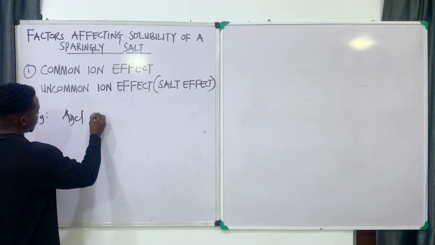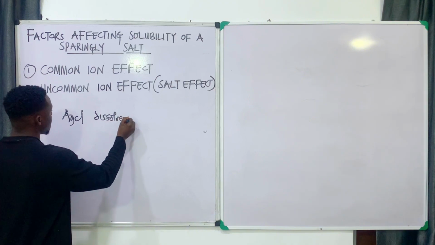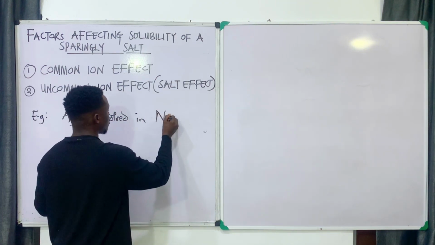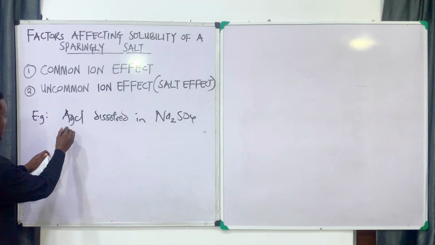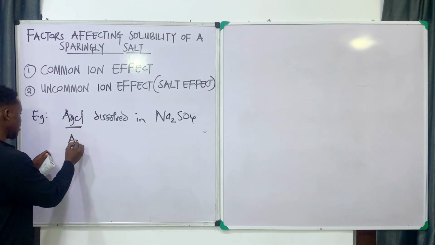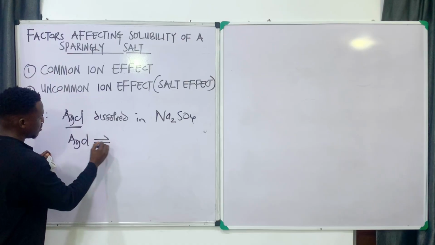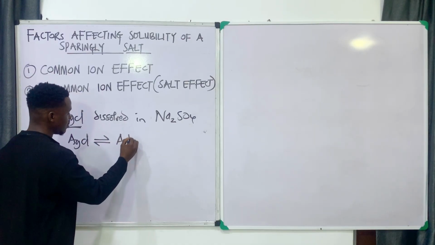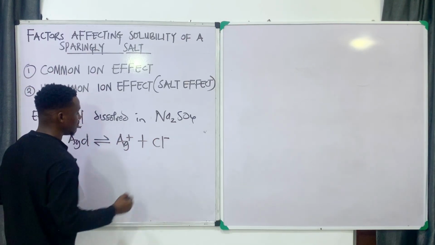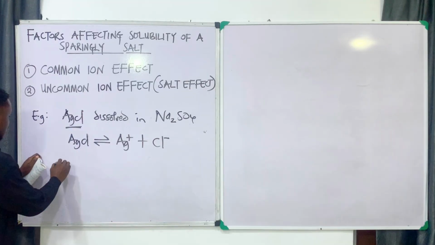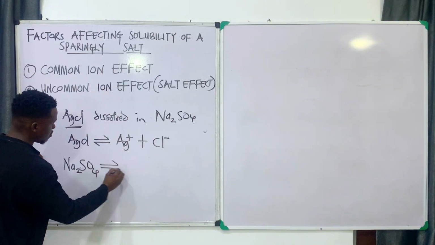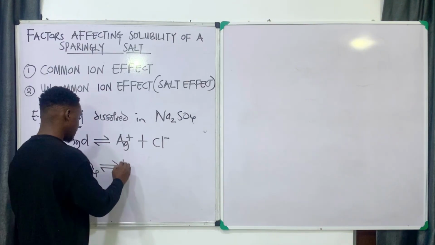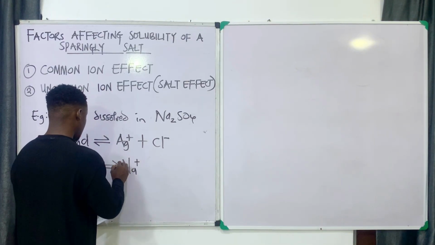AgCl dissolved in Na2SO4. So if you dissociate AgCl, this is what you're going to have: Ag plus and Cl minus. And if you dissociate Na2SO4, this is what you're going to have: Na plus.